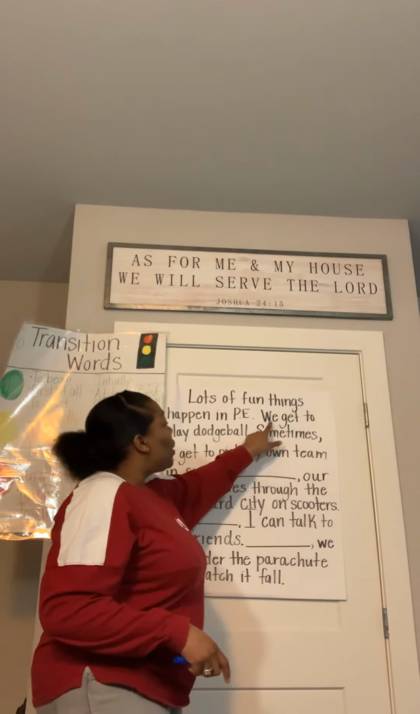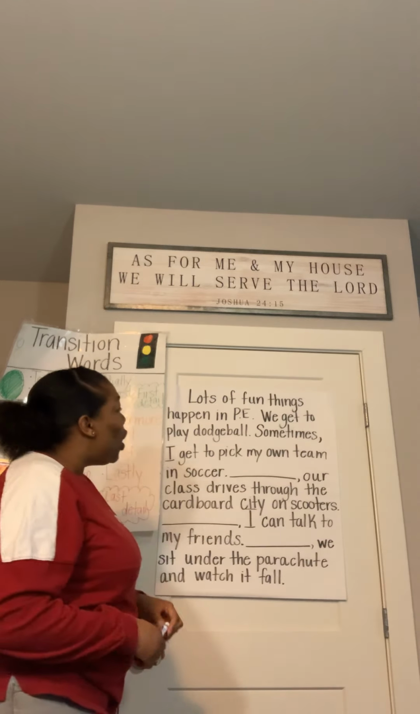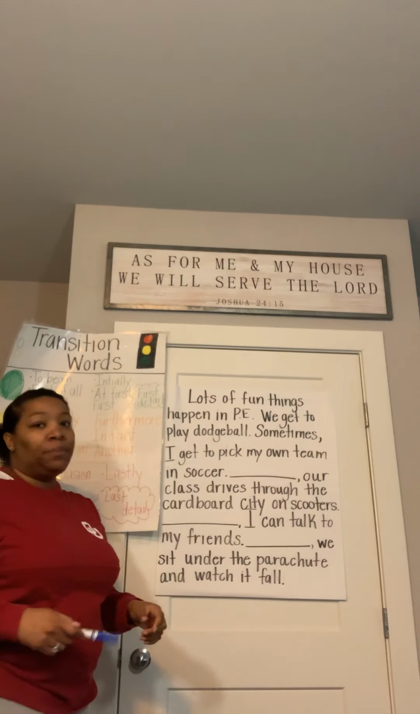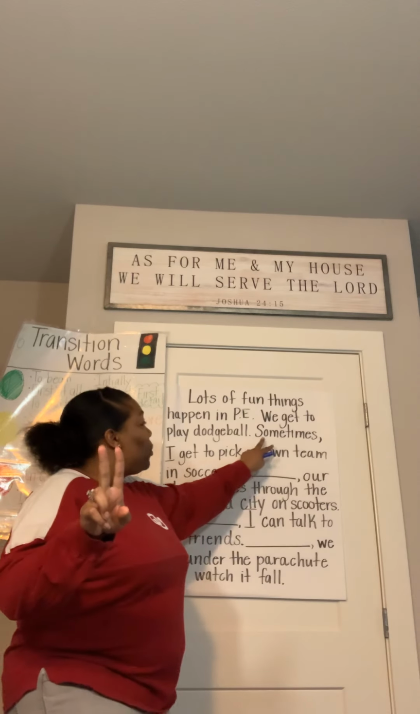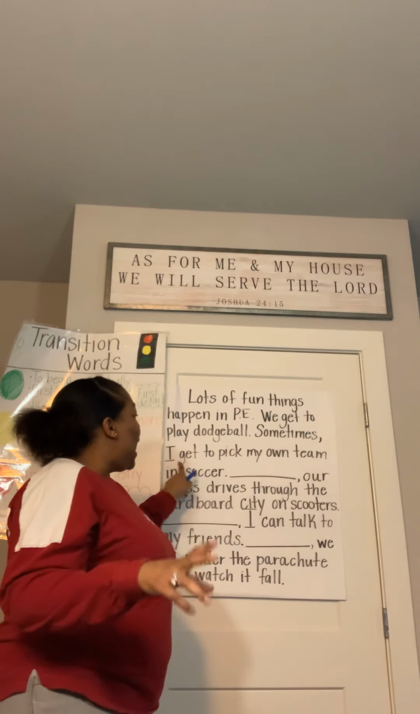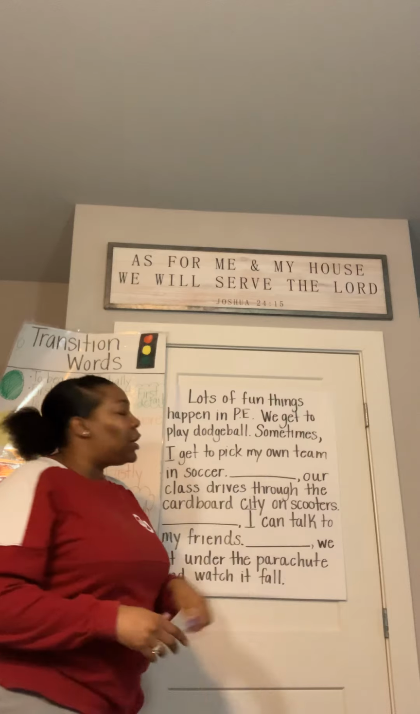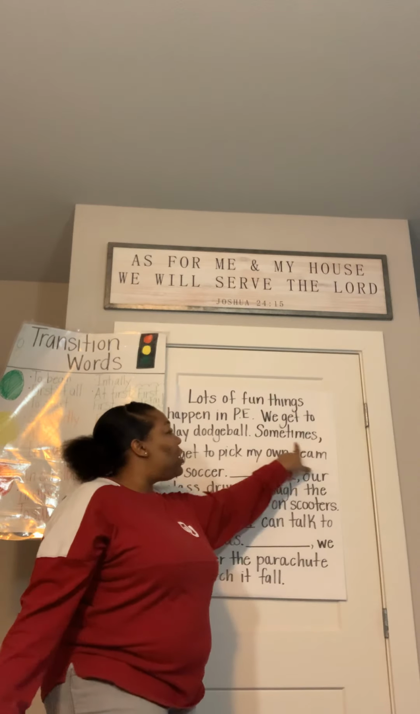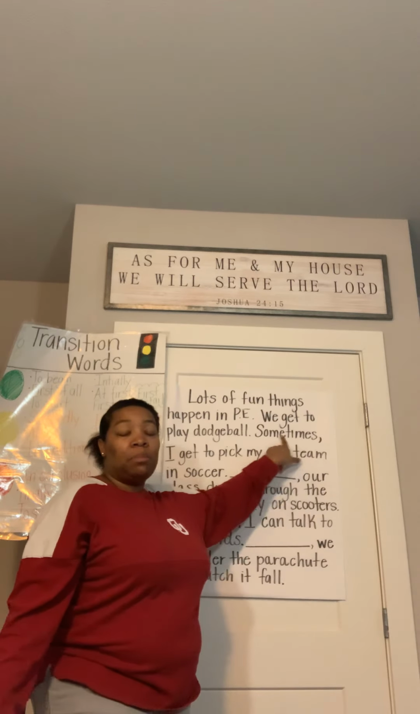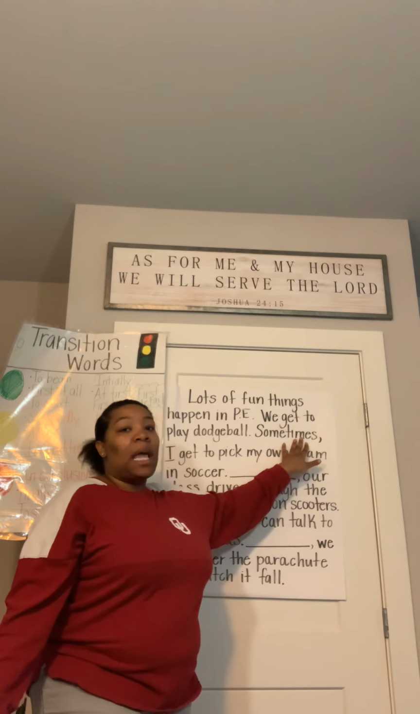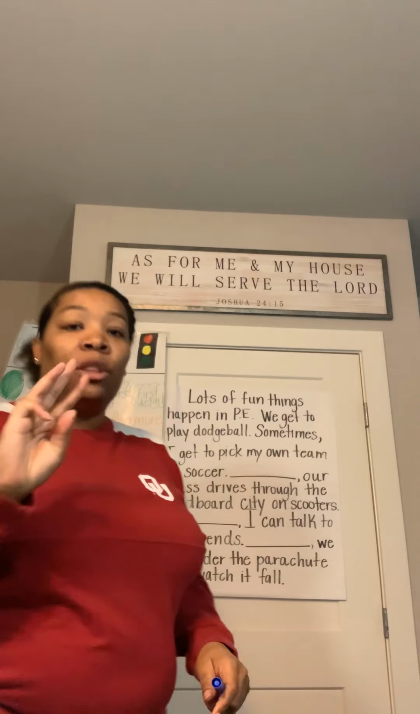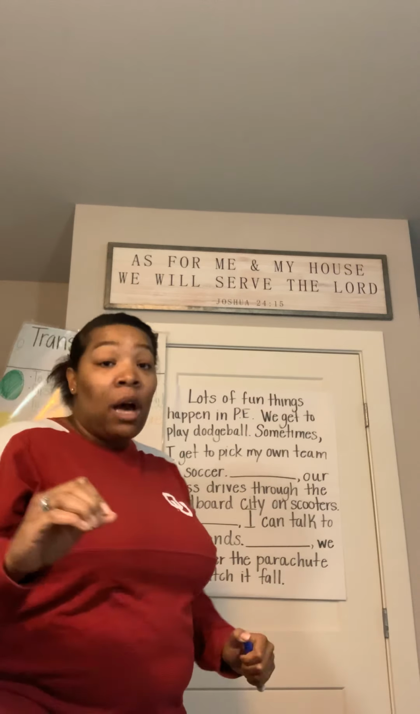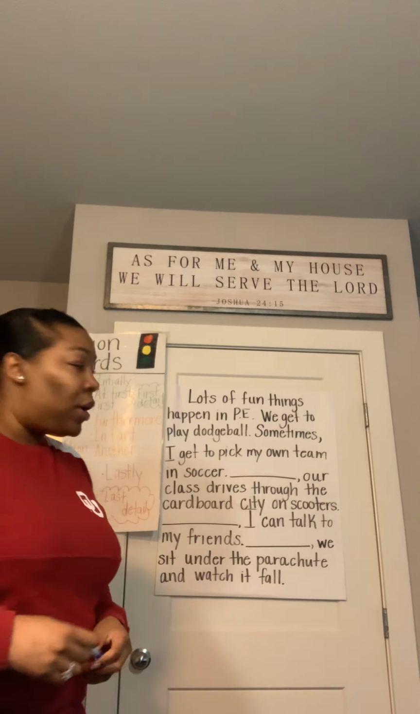So the first supporting detail says we get to play dodgeball. That's the first supporting detail. The second supporting detail, sometimes I get to pick my own team in soccer. So here, we kind of already have a transition word in sometimes. So we're just going to leave that as is. Now, we're going to go to the third sentence, which is the second supporting detail. Now, I need to be using a transition word.